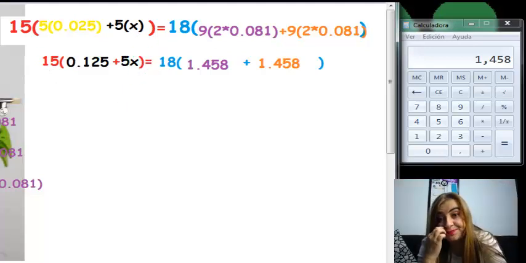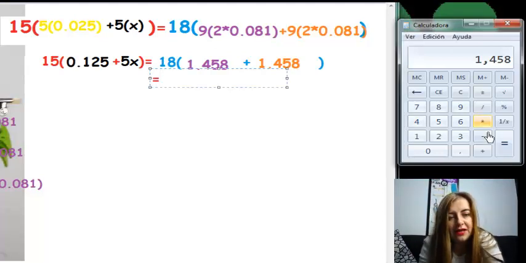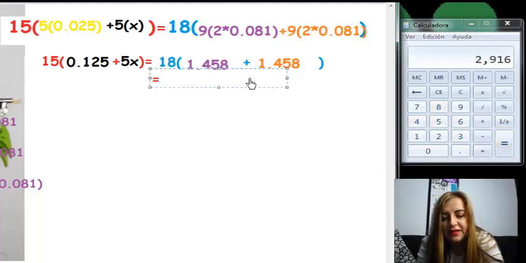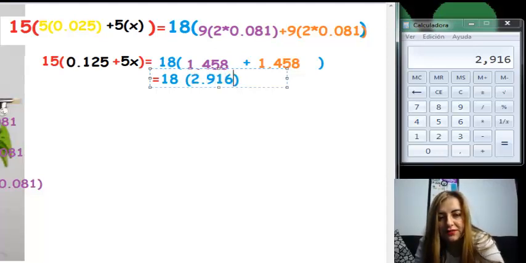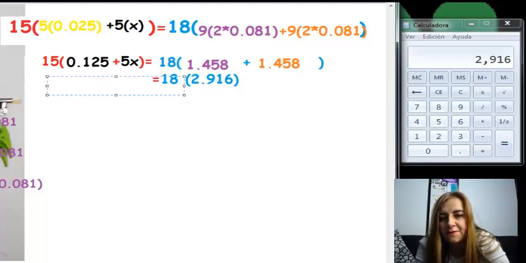In this case, I'm going to write what is on the right side. So this is going to be equal to, I'm going to add to this value 1.458, and that one is going to give me 18 parentheses. That means multiply, 2.916. Okay. Now on the left side, if I multiply this, I'm going to have 15 times 0.25.